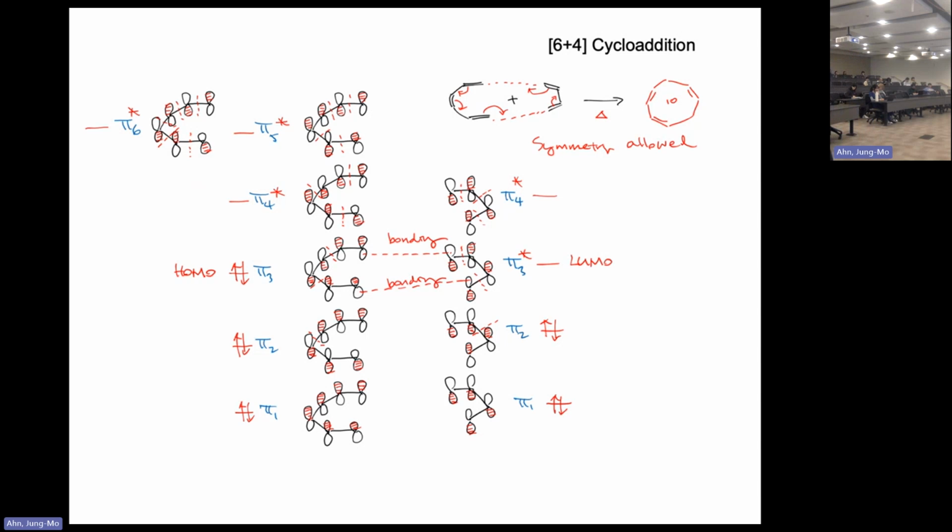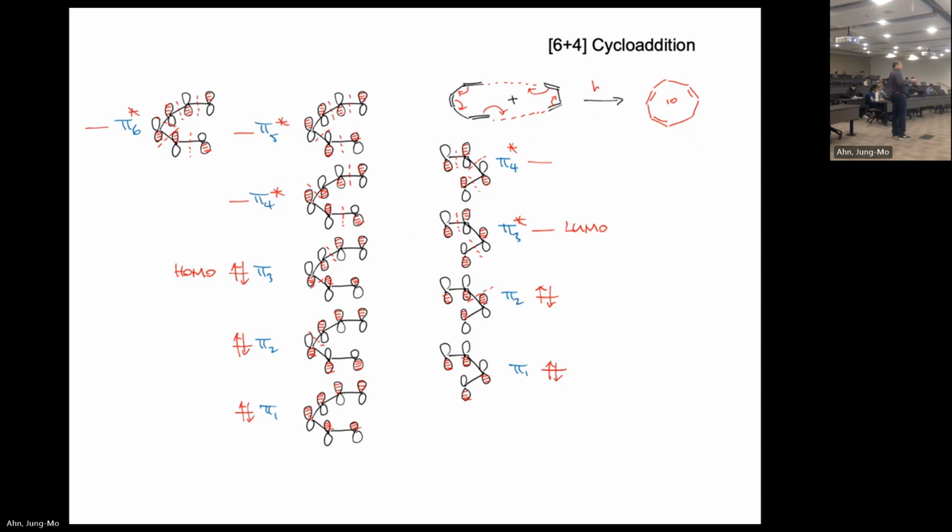And we can talk about photochemical reactions. And you can probably expect it's going to be symmetry forbidden. But let's do that again. Same thing. If you shine the light, then what happens is the electrons in the HOMO are going to jump up. So pi 3 is not going to be the HOMO. Pi 4 is going to be the excited HOMO for this hexatriene.